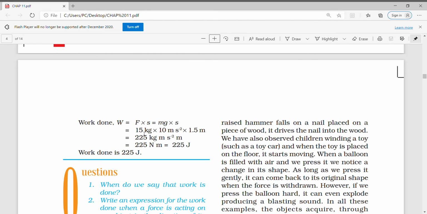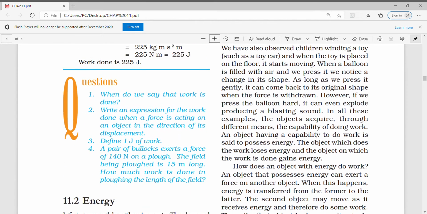So here we have mass 15 kilogram, g is 10 meter per second square as it is given in the question, and the height covered by the luggage will be 1.5 meters. So you have mgh basically. So multiply these three and you will be getting 225 Newton meters, or it is 225 joules. So this is example 11.2. Now we have example 11.3.